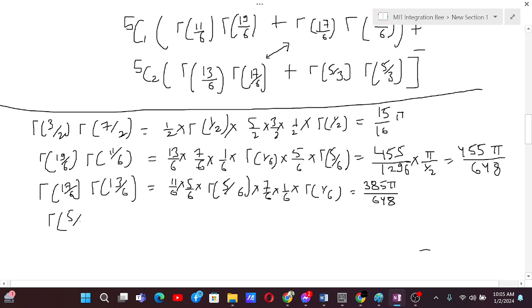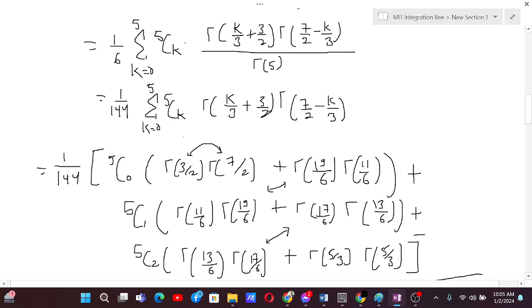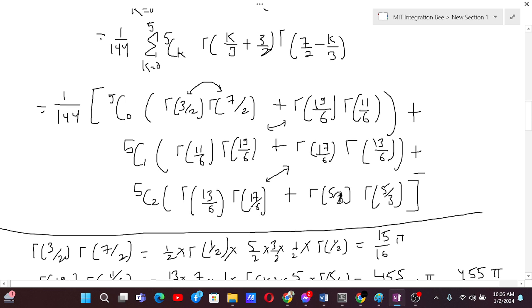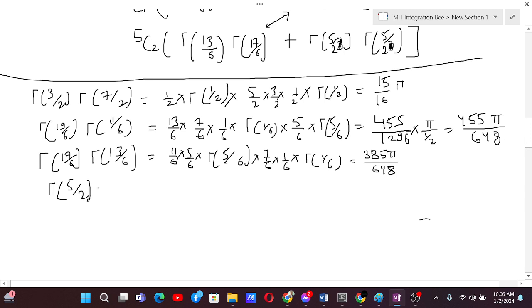Gamma 5 by 3, is it? No, I don't think it's 5 by 3. Okay, so when it's 3, it's 3 times 2, 6. Now 15 by 6 actually cost 5 by 2, not 3. 5 by 2. Yeah, and then 5 plus 5 is 10 by 2, 5, which is an integer. Yeah, fine. Now, gamma 5 by 2, gamma 5 by 2.